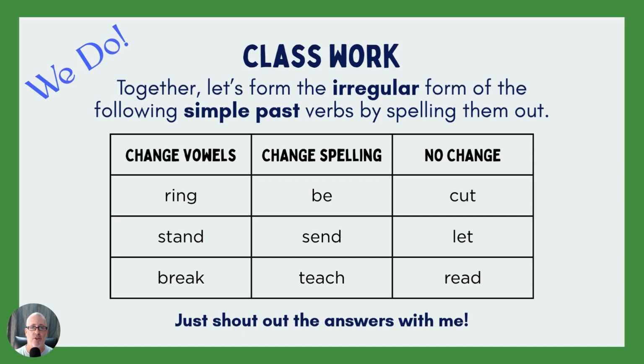Then the spelling changes completely. Be becomes was or were, WAS, WERE. Be, as I said last week, that's one of those confusing ones. Send becomes sent. So just the T changes, not the vowel, a consonant at the end, SENT. And teach becomes taught, not teached. So taught is TAUGHT.